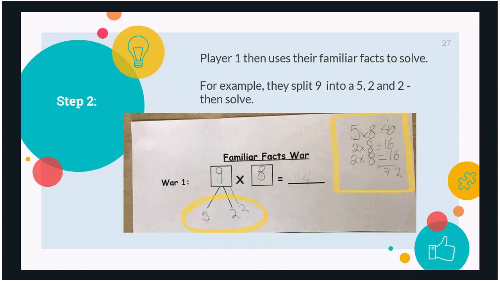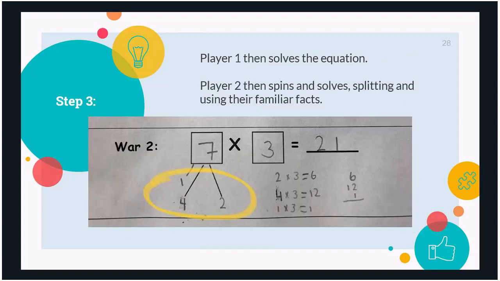Awesome. Okay, step 3, player 1 then solves the equation. Player 2 then spins and solves, splitting and using the familiar facts. So player 2, if you can see here, decided to split 7 into familiar facts. And notice that they added a third little line for splitting. That's totally okay. This student recognized that 3 would not be familiar and chose to use a 2 and a 1 instead. And that's awesome thinking on their part.